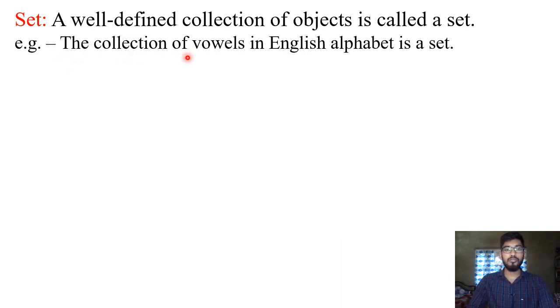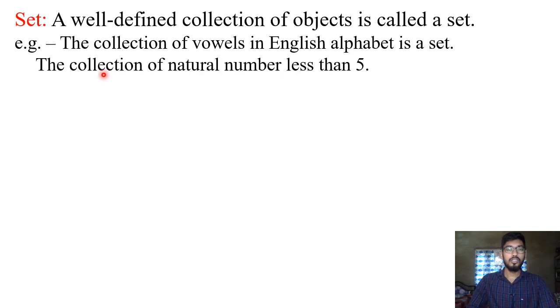So let's take an example. The collection of vowels in the English alphabet is a set because this is a well-defined collection. Okay. So next, another example. The collection of natural numbers less than 5. This is also a well-defined collection because we can definitely say which numbers will be there and which numbers will not be there.